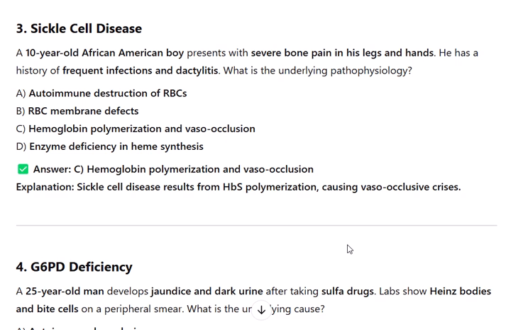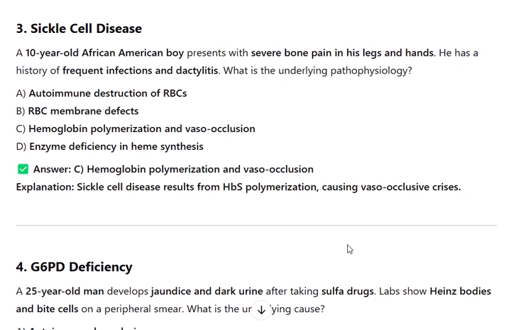4. G6PD deficiency. A 25-year-old man develops jaundice and dark urine after taking sulfa drugs. Labs show Heinz bodies and bite cells on a peripheral smear. What is the underlying cause? A. Autoimmune hemolysis. B. Defective spectrin. C. Oxidative stress from G6PD deficiency. D. Increased RBC membrane rigidity. Answer C. Oxidative stress from G6PD deficiency. G6PD deficiency leads to hemolysis under oxidative stress, e.g., fava beans, sulfa drugs.